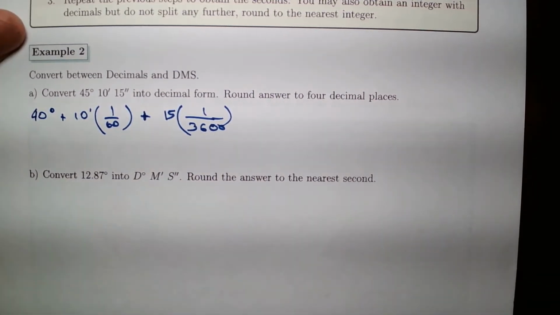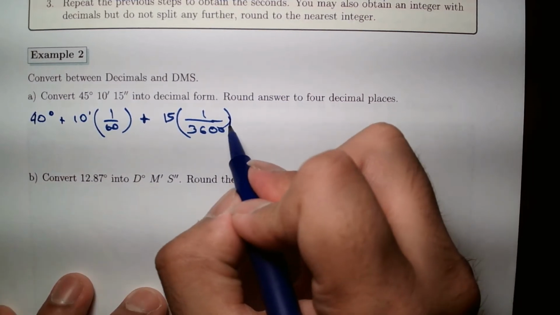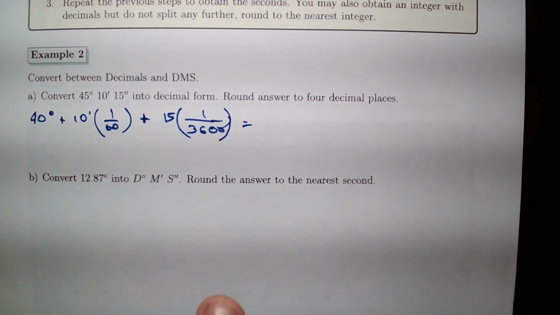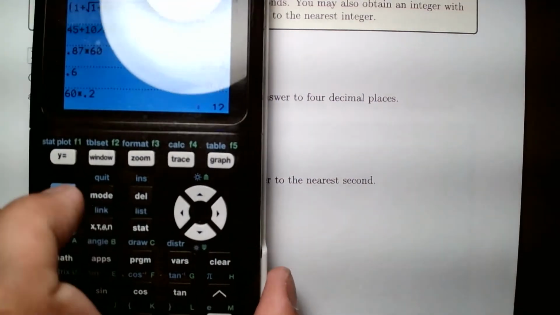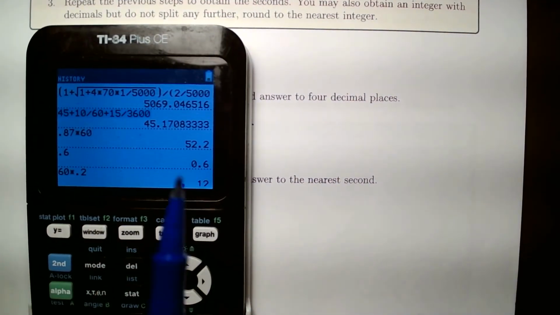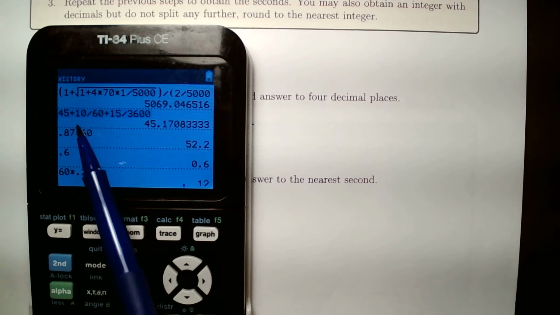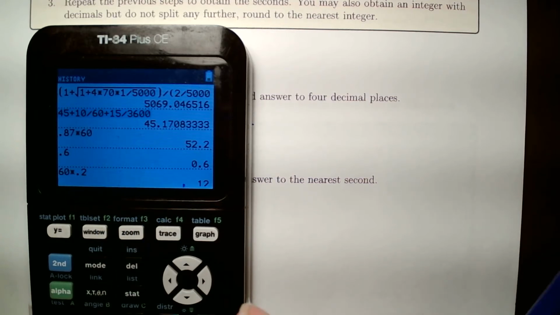All right, and all we do here is simply put this in the calculator. Where did I put my calculator? It should be right here. I have already done this before, so all we do is type this in the calculator: 45 plus 10/60 plus 15/3600.